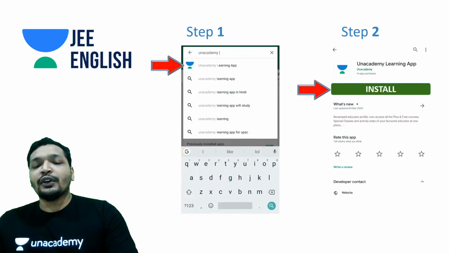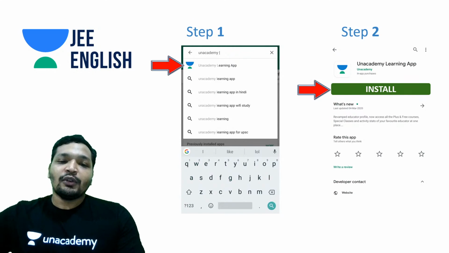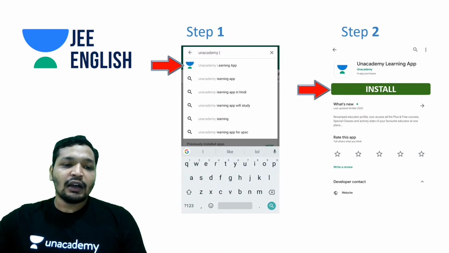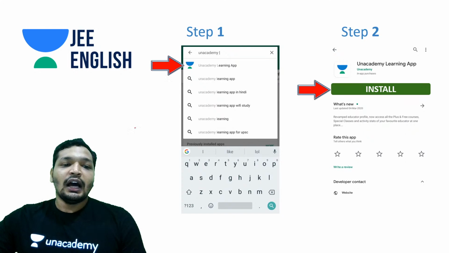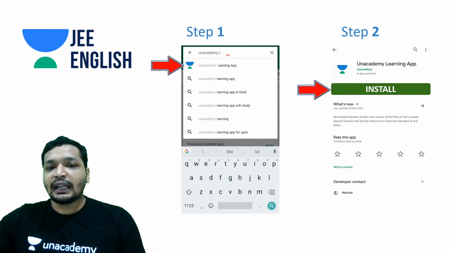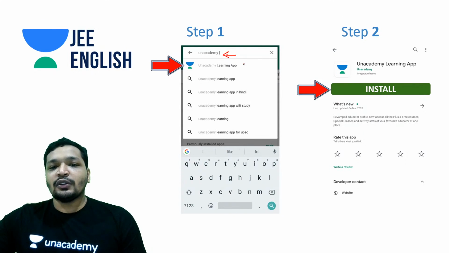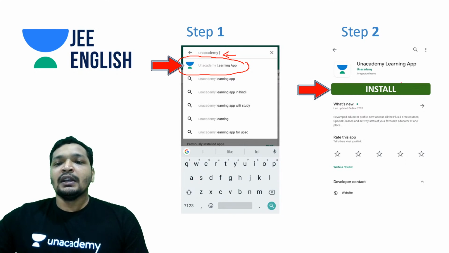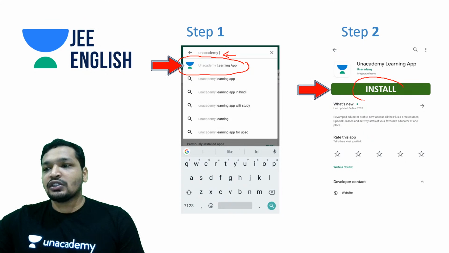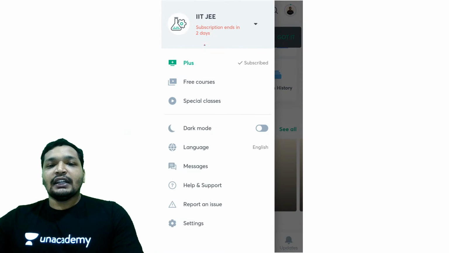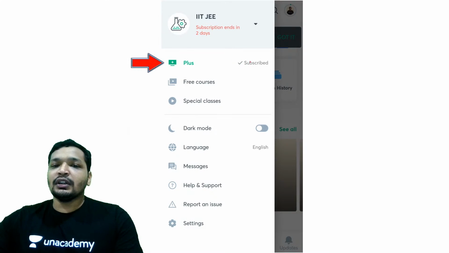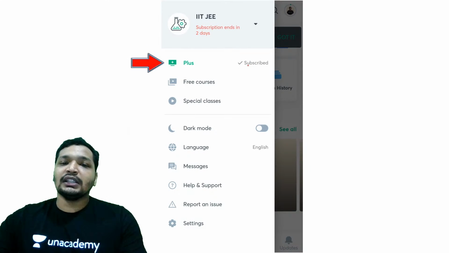And guys, how do you get onto this quiz? You need to first of all download the Unacademy learning app. If you don't have one, do download it. That is very important to attend the quiz. Just type in Unacademy on your Google Play Store and App Store. The first search result is going to be Unacademy learning app. Then just click on that install button. That's all you need to do. After that, you will choose plus. You don't really need a subscription right now to attend the quiz.